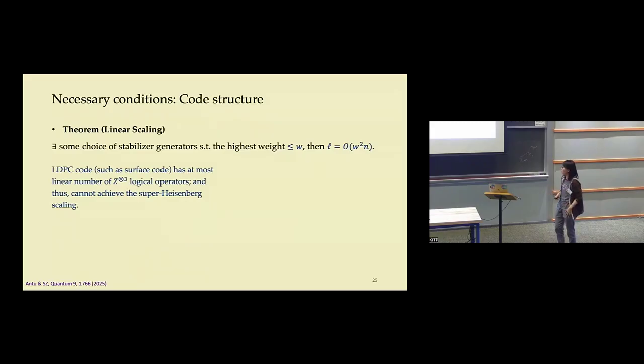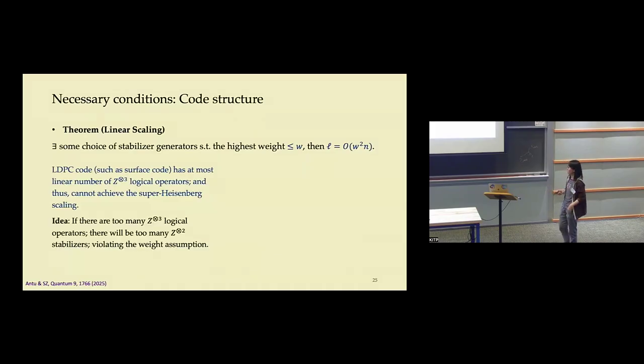Because if we have an LDPC code, then W is a constant, and then the linear scaling would basically be the optimal scaling we can get. So we cannot achieve super-Heisenberg scaling with LDPC code. And so why is that the case?